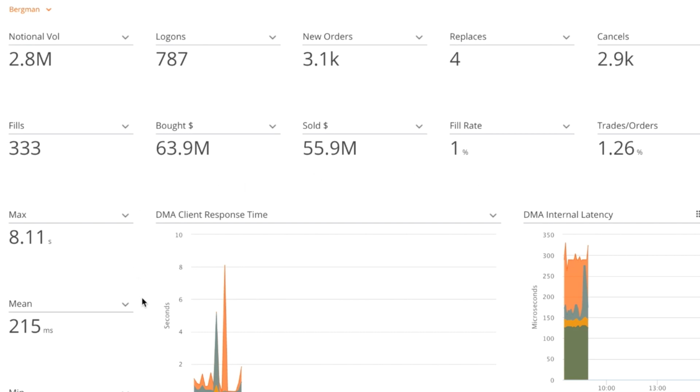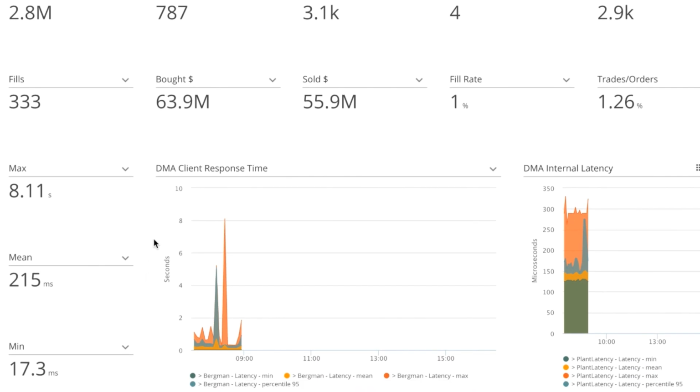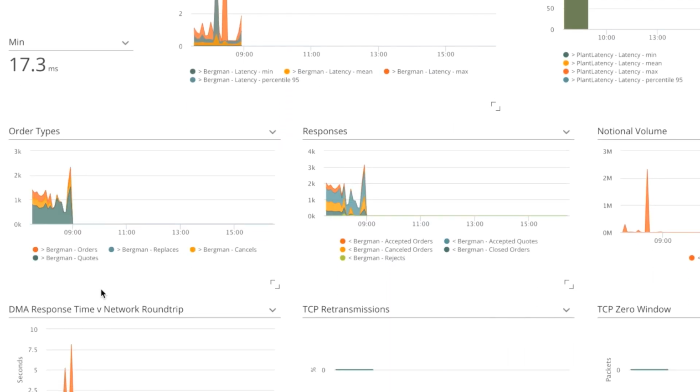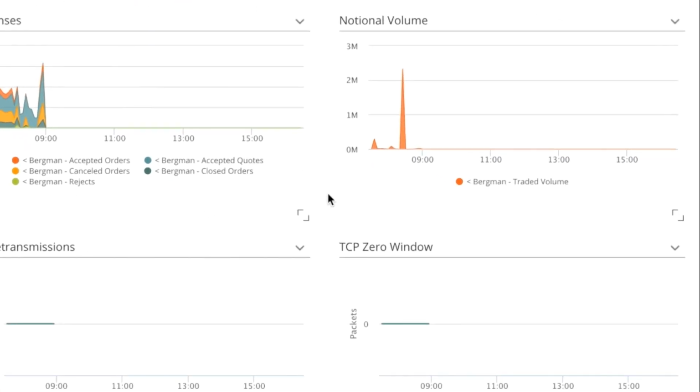We can also see a detailed breakdown of the response time latency they're experiencing, and also a breakdown of the performance of our DMA infrastructure. So we can see here that's actually pretty good and fairly stable. However, they are seeing a few high latencies there from the market. If we scroll down a little bit further, we can see their order types or their message types have been broken down. So in this case, it looks like the majority of their activities is on quotations, and we can see the responses back from those messages they're sending in.